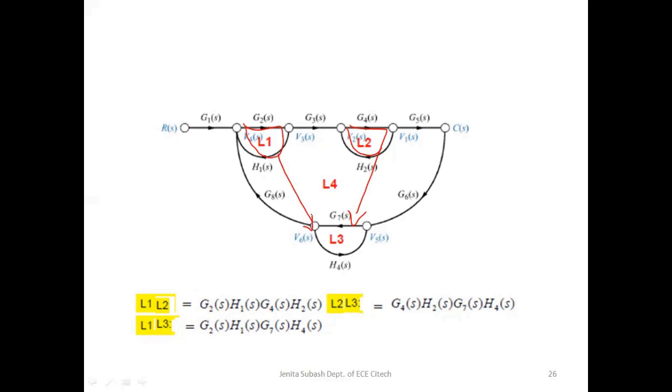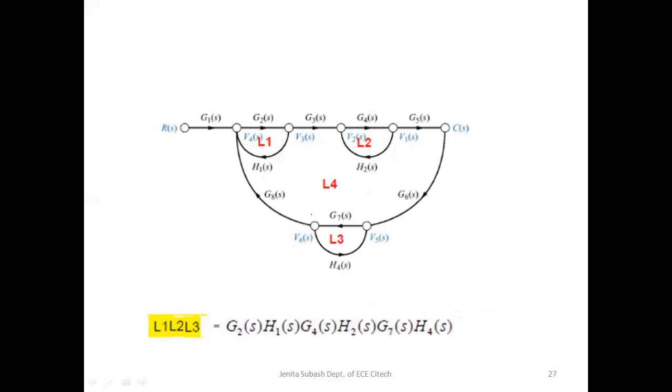Moving on to the next step, we have to consider any combinations of 3 non-touching loops. Do we have any? Yes, of course, in this example we have a combination of 3 non-touching loops, L1, L2 as well as L3, which are not sharing a common node. Hence, I can say that L1, L2, L3 are 3 non-touching loops.